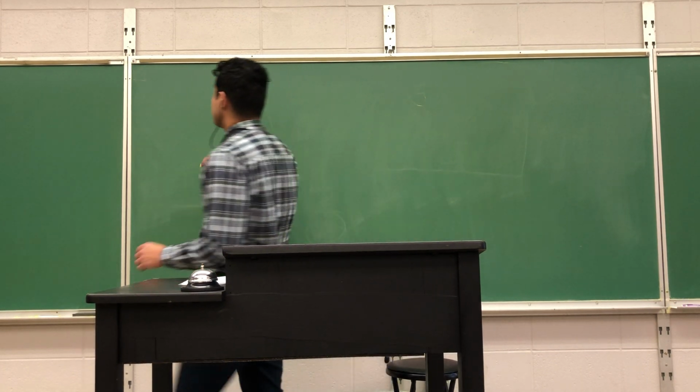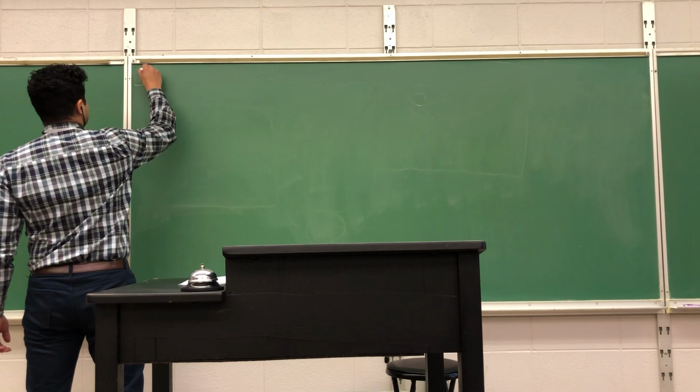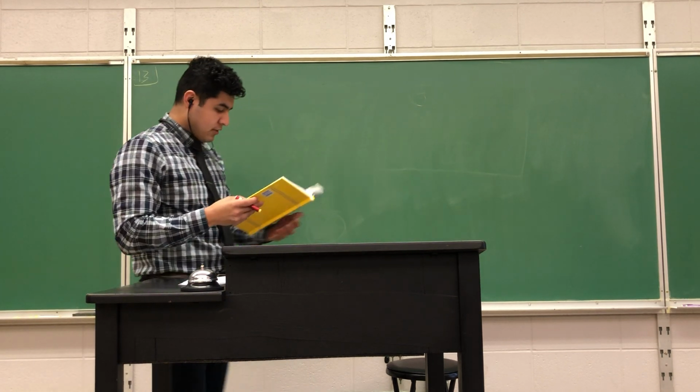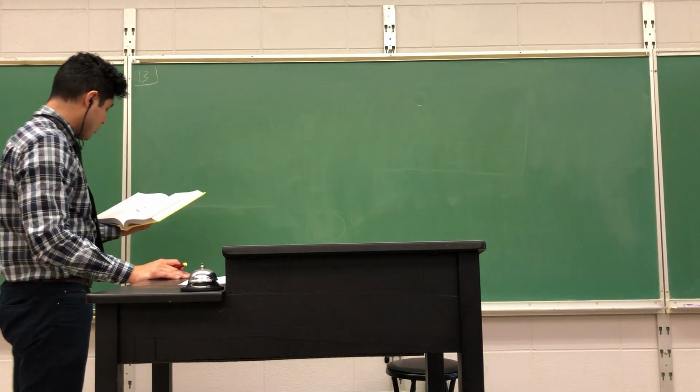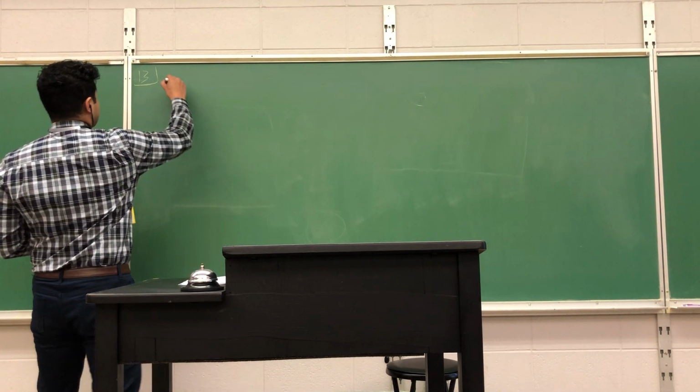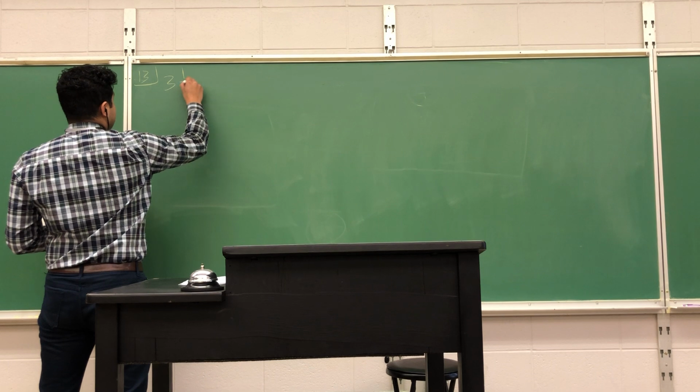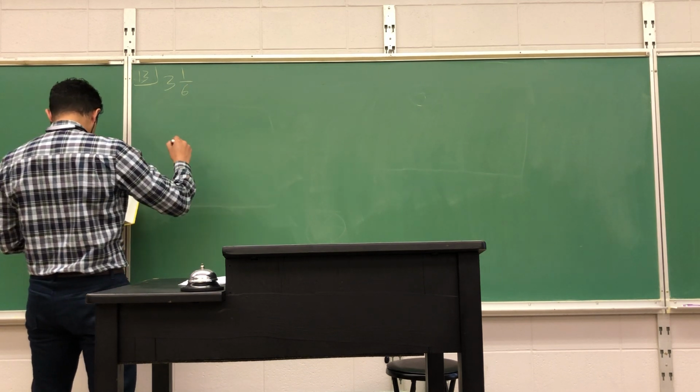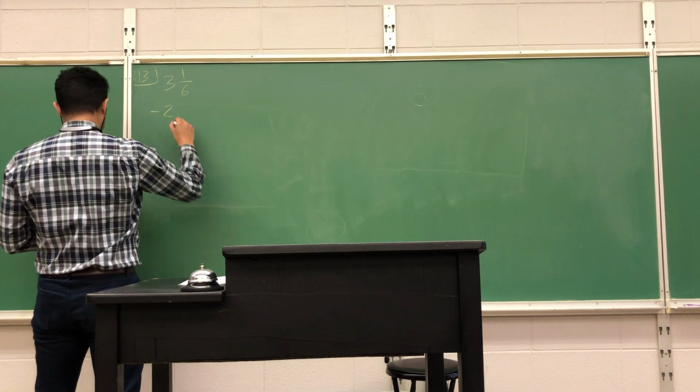All right, we're on number 13. Okay, so I'm talking about 13 here on the board. 13, M plus 1 2/3 equals 3 1/6. Okay, so we take 3 1/6. Now to find the missing number, we're going to have to subtract. So we take 3 1/6 minus 1 2/3.